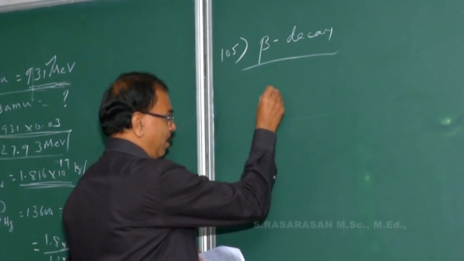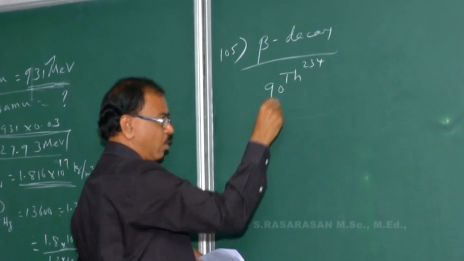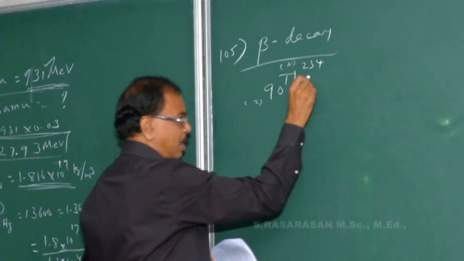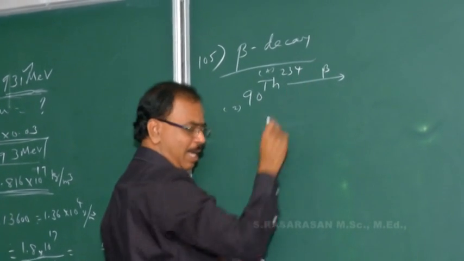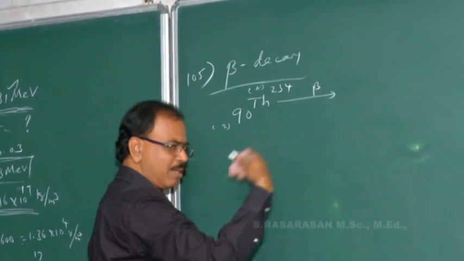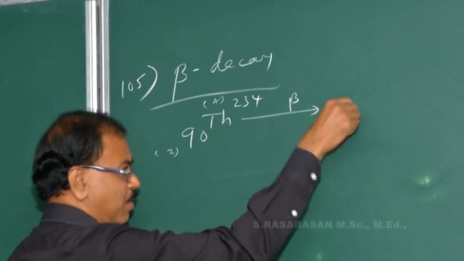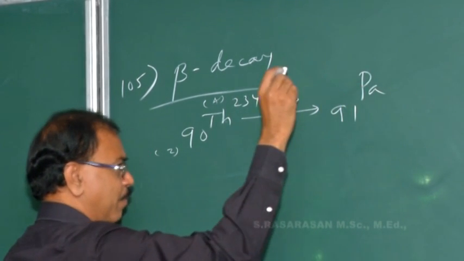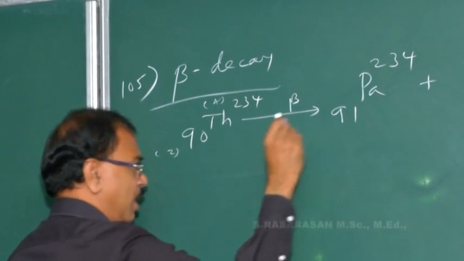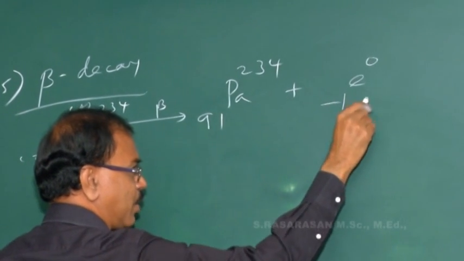Say for an example, thorium 234 with atomic number 90. Thorium nucleus atomic number is Z and mass number A, is disintegrating by emitting one beta. Beta is nothing but an electron. So losing one electron is gaining a positive charge. So it becomes 91 protactinium 234, releasing that electron. That is called beta.